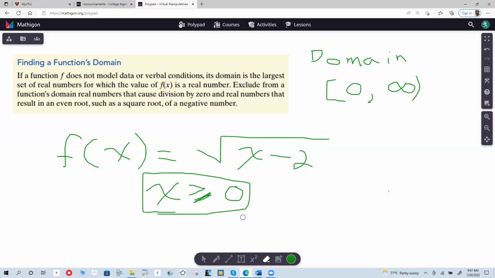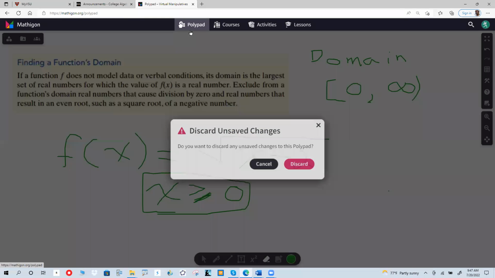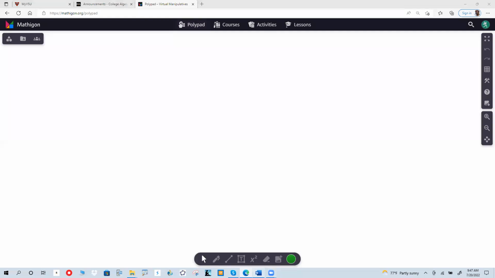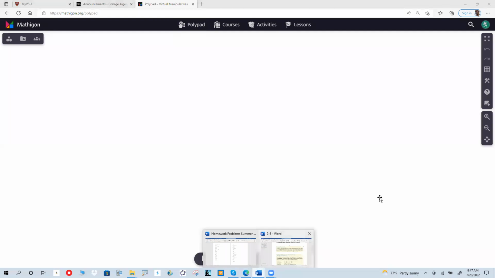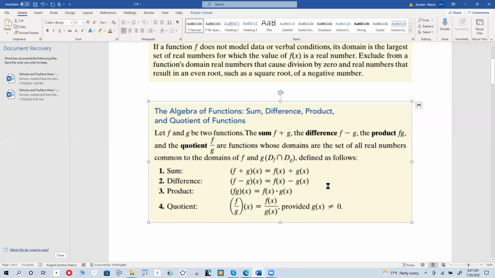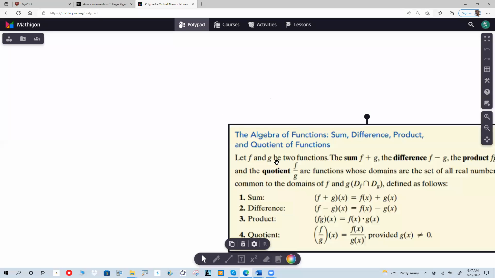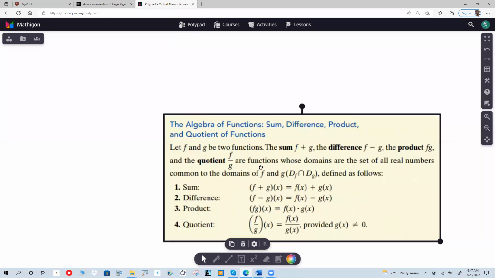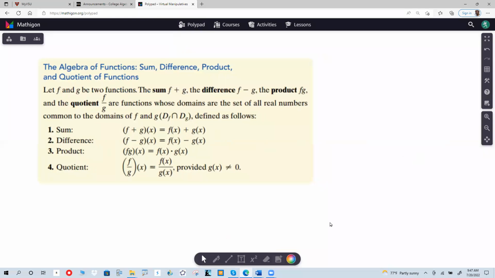All right, guys, let me go to the next slide. All right, again, guys, this is a very easy topic, hilariously simple. If you add two functions, you just add them. Well, what do I mean by that?